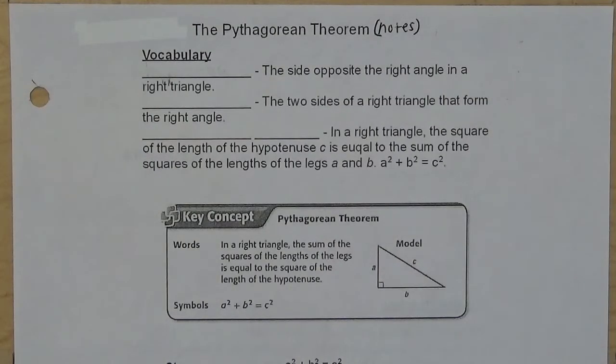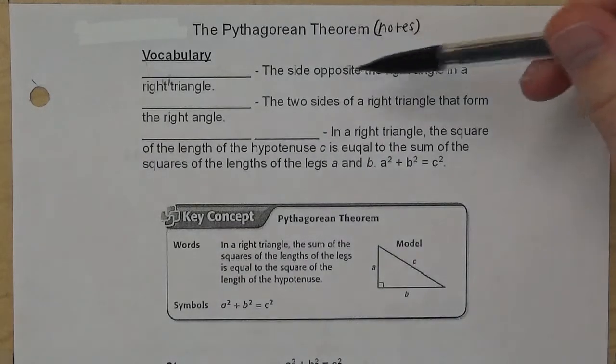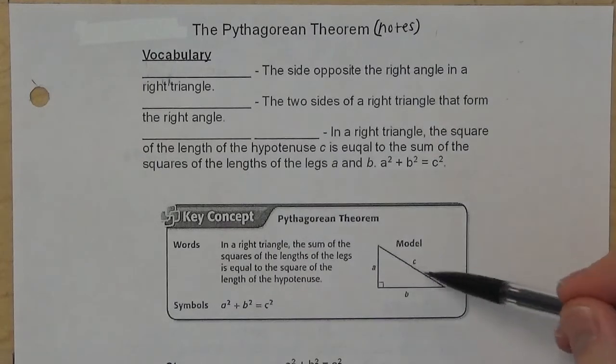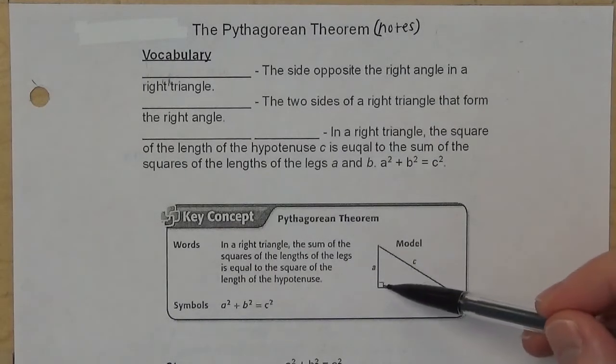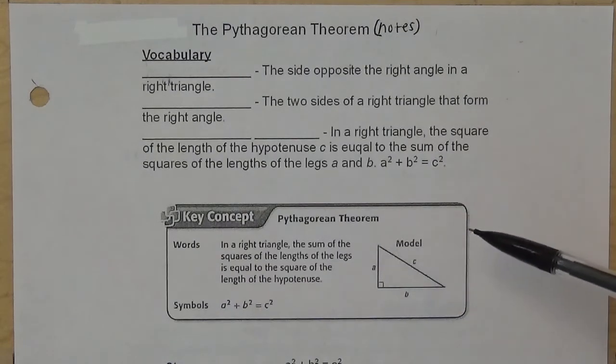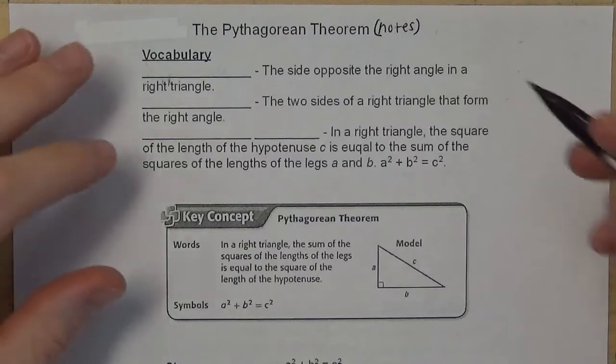We're doing a lesson today on the Pythagorean Theorem. We got some vocabulary terms, so we're going to get right into that. The first vocabulary term says the side opposite the right angle in a right triangle. So if you look at this triangle down here, here's the right angle, this side opposite that. It's the longest side always in a right triangle, and it is called the hypotenuse.